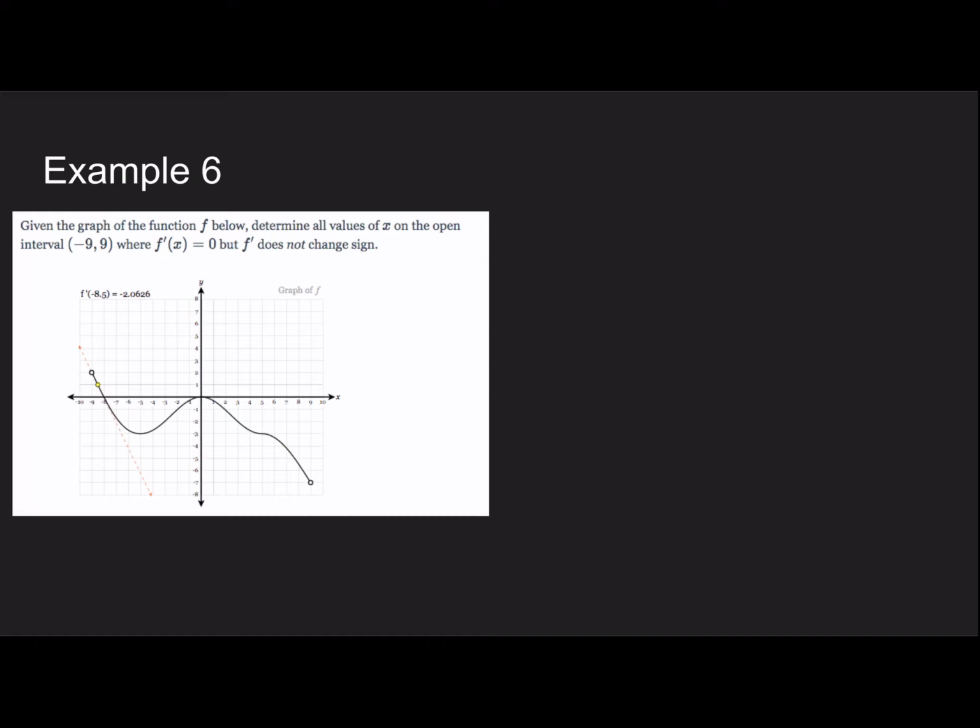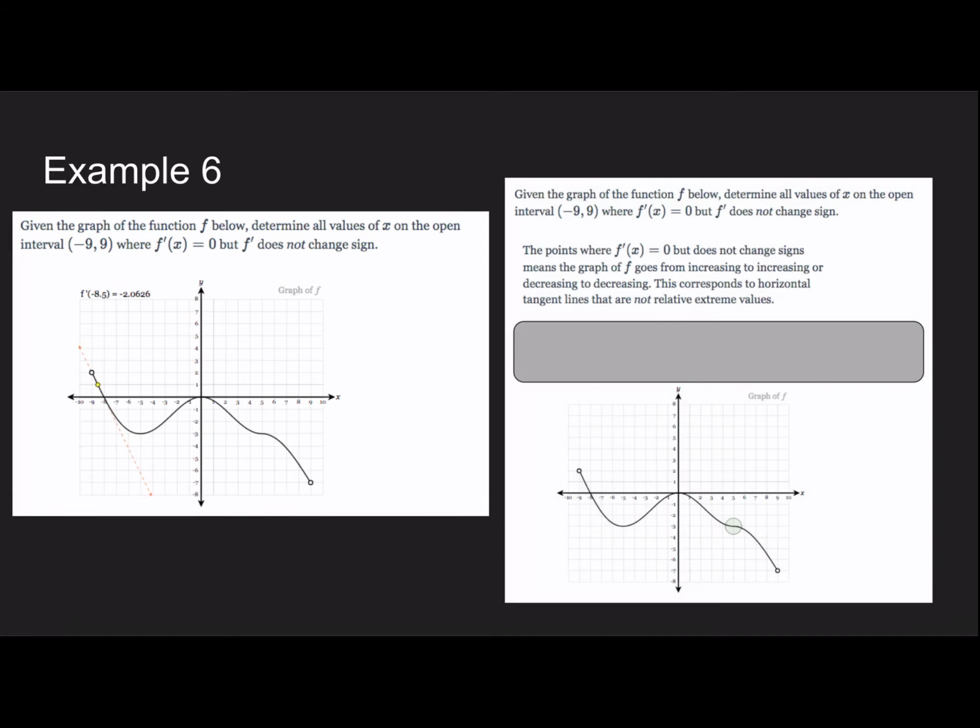Next example. Given the graph, determine all of the values on the open interval where f prime equals 0, but f prime does not change signs on either side. So comparing it to the last example, we were looking for negative to positive, positive to negative. Now what we're going to see is we can actually have key points on the graph where the slope is 0. However, the slope on either side does not change signs. Let's look at this a little bit more closely.